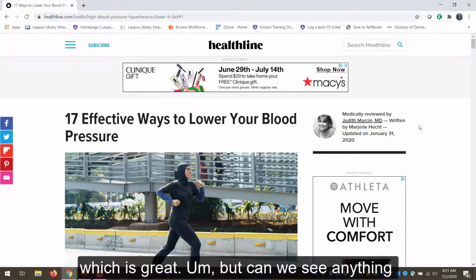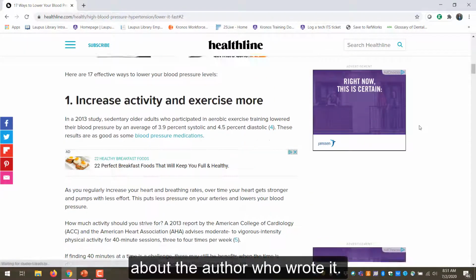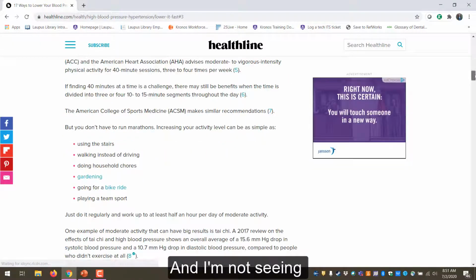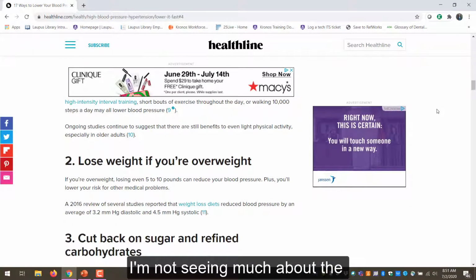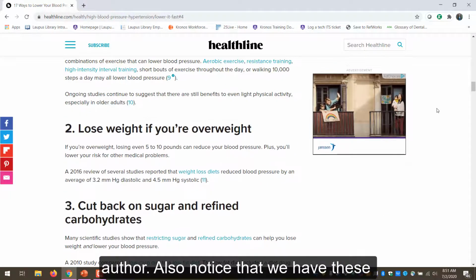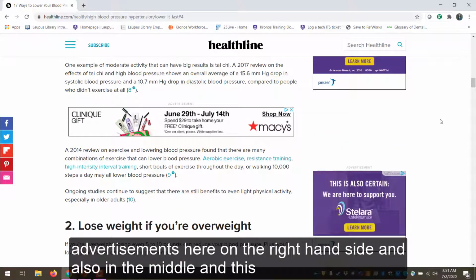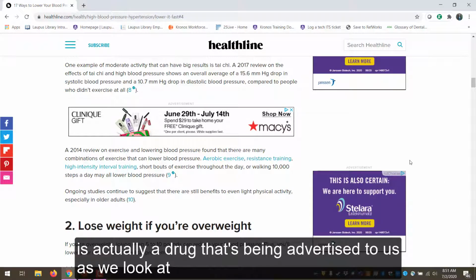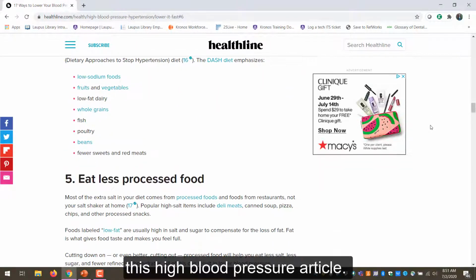But can we see anything about the author who wrote it? And I'm not seeing much about the author. Also notice that we have these advertisements here on the right-hand side and also in the middle, and this is actually a drug that's being advertised to us as we look at this high blood pressure article.